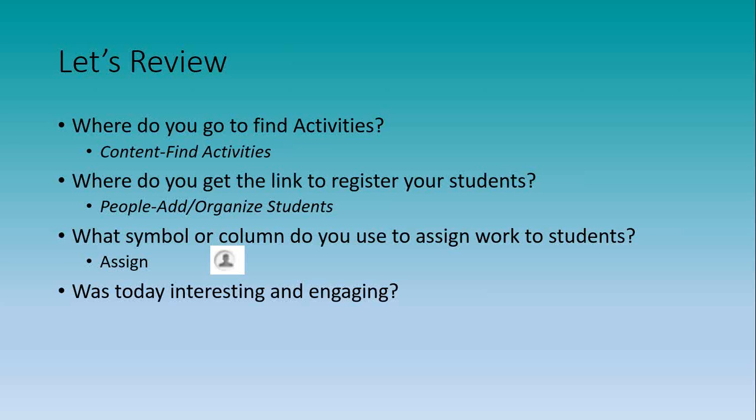Let's do just a little bit of a review. Where did you go to find the activities? We went to Content, Find Activities. Where did you get the link to register your students? We went to People, Add Organized Students. What symbol or column do you use to assign the work out to the students? The column is called Assign, and the symbol is a picture of a person.